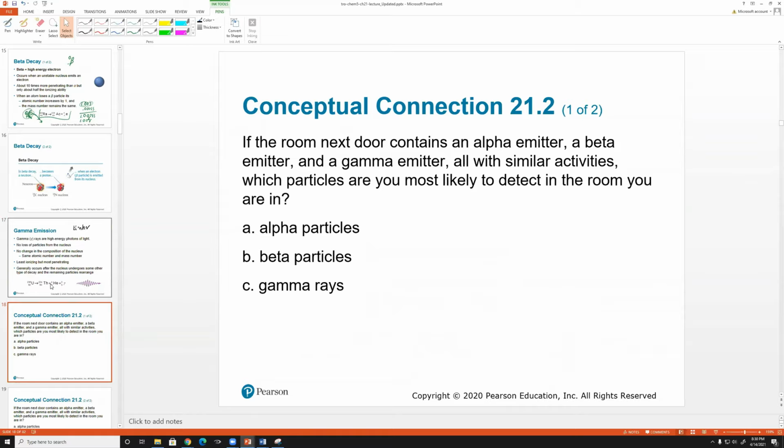All right, here we go. If the room next door contains an alpha emitter, a beta emitter, and a gamma emitter with all similar activities, which particles are you most likely to detect in the room you are in?